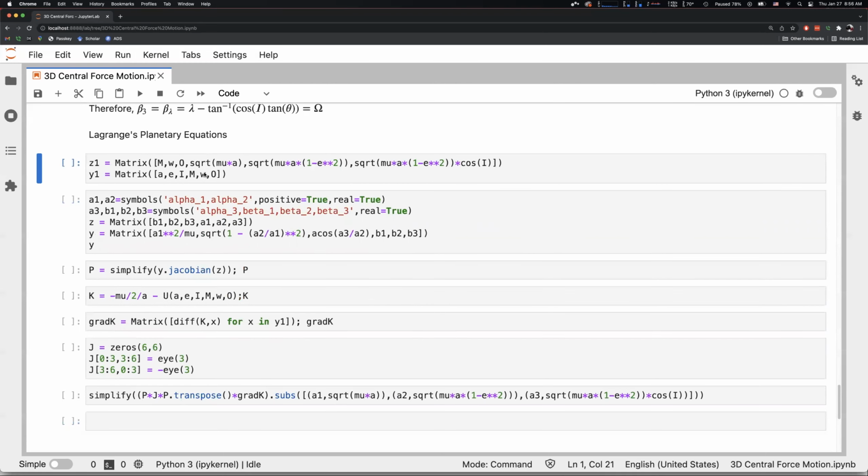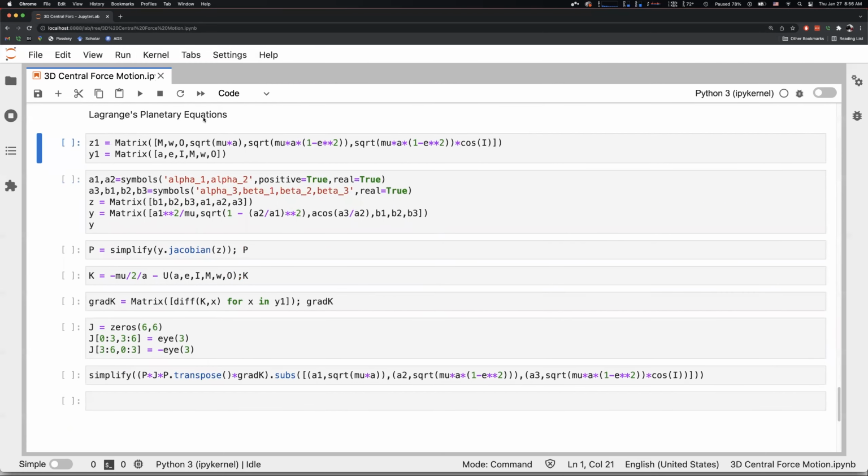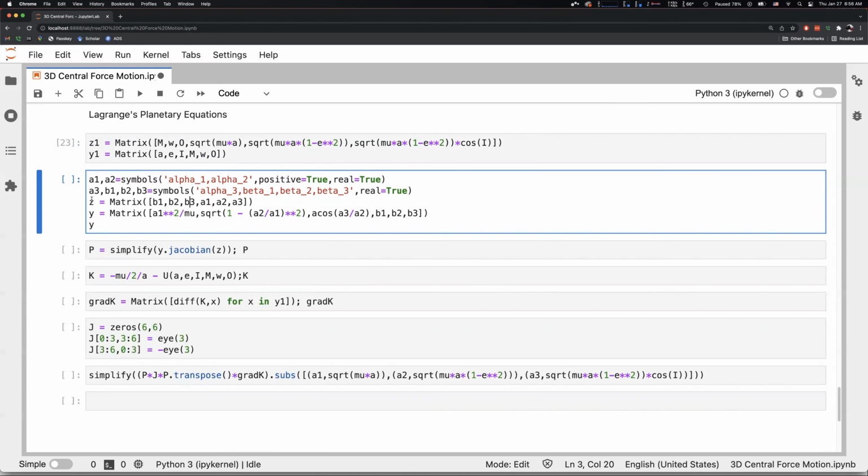And that brings us to the derivation of Lagrange's planetary equations. We define our original state Z1 as the matrix of all of our betas, which are the mean anomaly, the argument of periapsis, and the longitude of the ascending node, along with their conjugate momenta. And we define our Y transformed matrix as the Keplerian orbital elements. We similarly write both of these matrices in terms of the coordinates and their transformations.